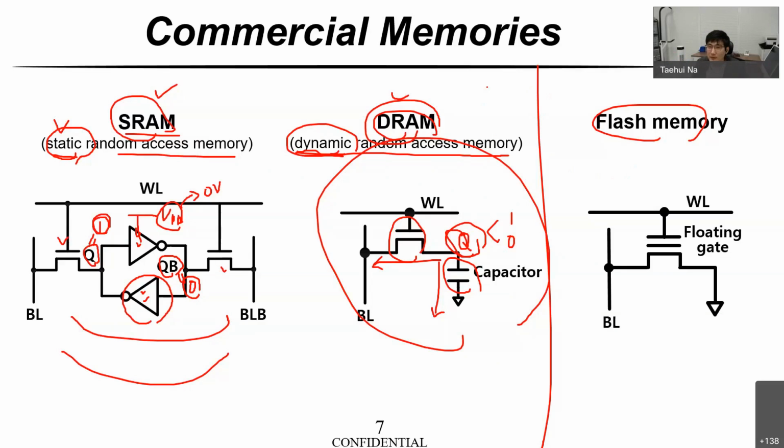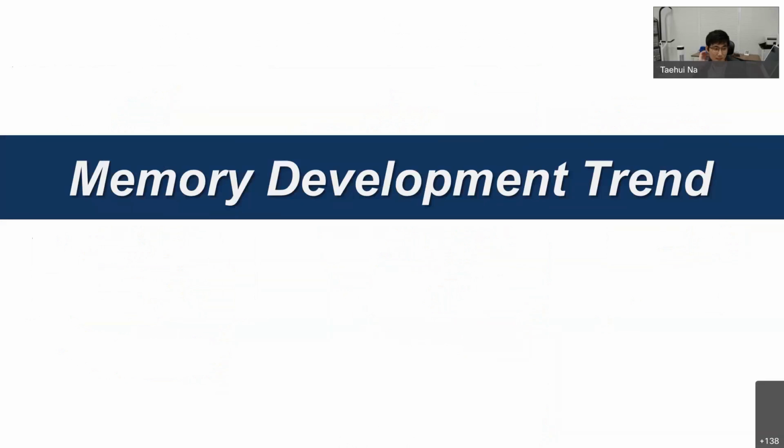Unlike this volatile memory, the flash memory has the non-volatility characteristic. It means without any power supply, the data can be stored and maintained. The flash memory uses the floating gate. The charge can be trapped and stored in the floating gate using FN tunneling. Okay, this is the brief summary of the commercially available memories, and let's move on to the memory development trend.